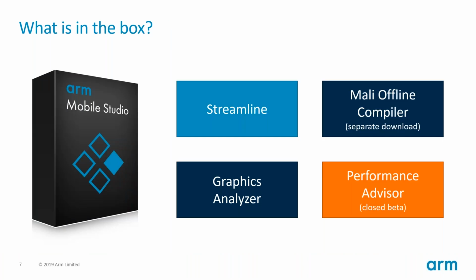So what do you actually get in the box? Mobile Studio is really built up of 4 tools. Today, 2 tools ship in the Mobile Studio release that we've just made: Streamline, which is a system profiler, and Graphics Analyzer, which is an API debugger. And we'll look at these in a lot more detail over the coming slides.